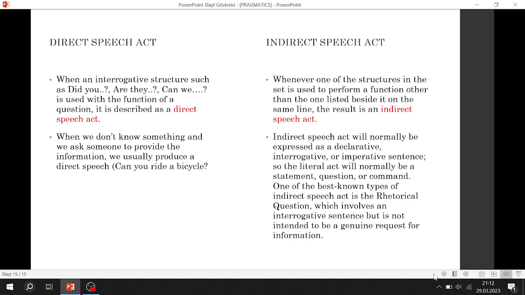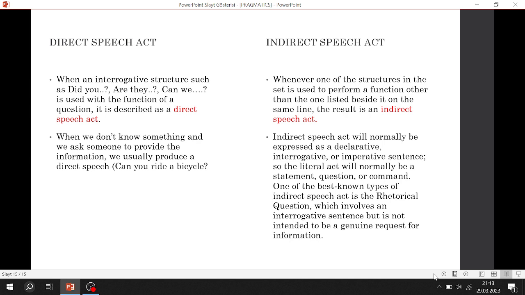What about indirect speech? Whenever one of the structures in the set is used to perform a function other than the one listed beside it on the same line, the result is an indirect speech act. An indirect speech act will normally be expressed as a declarative, interrogative, or imperative sentence. So the literal act will normally be a statement, question, or command. One of the best known types of indirect speech act is the rhetorical question.